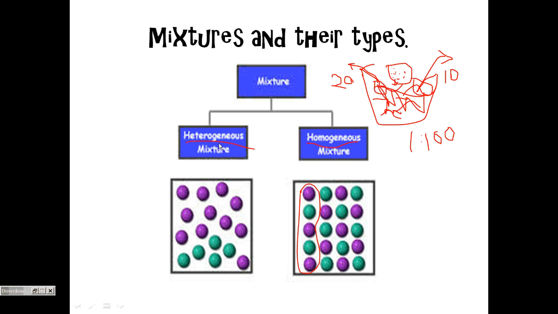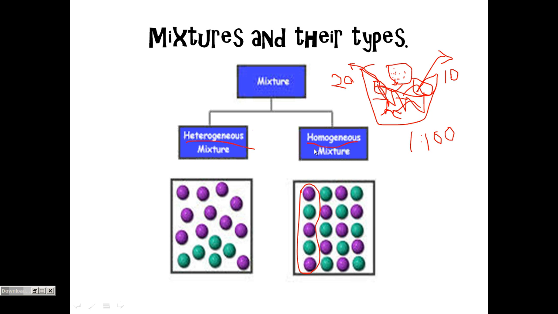Heterogeneous mixtures are just opposite to that of homogeneous mixtures. In a heterogeneous mixture, the components of the mixture are not in a specific proportion, or they are not equally divided throughout the mixture. In a homogeneous mixture, the salt is equally divided, or homogeneously or uniformly divided, throughout the entire water.